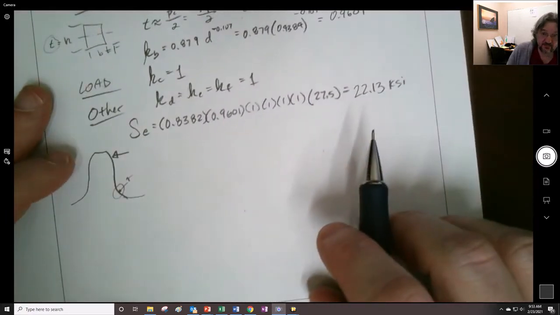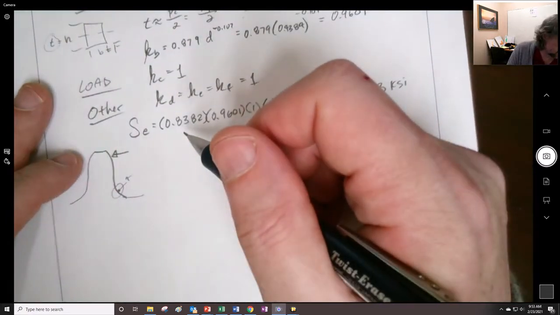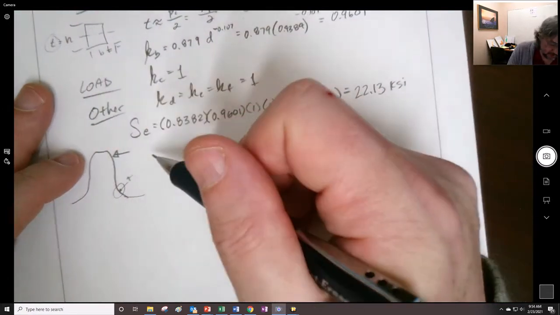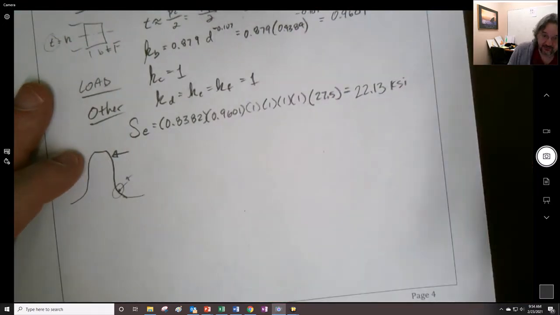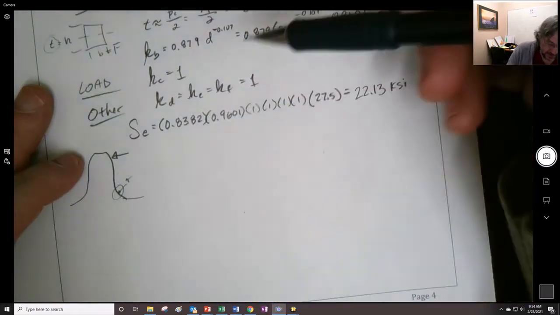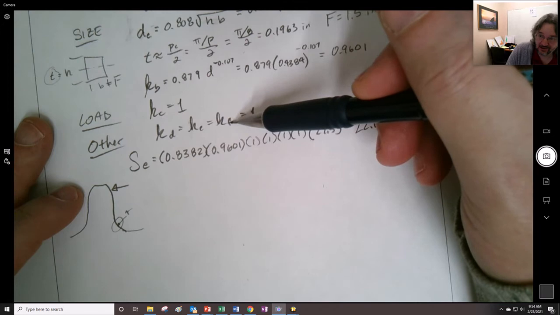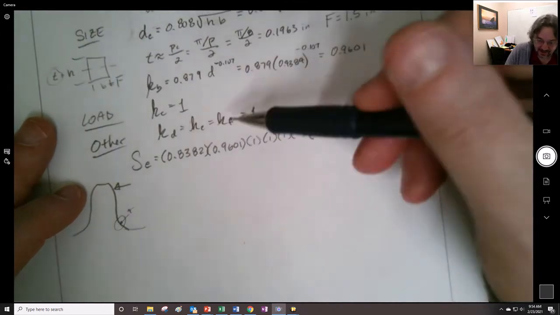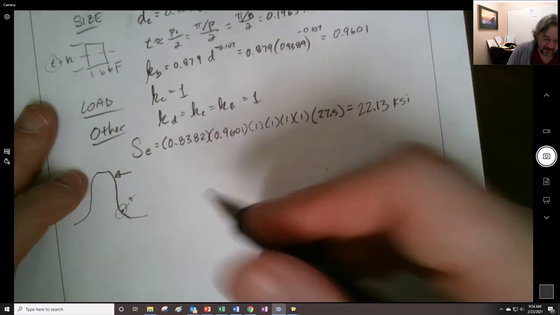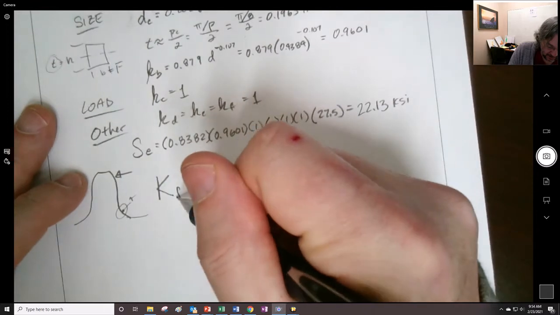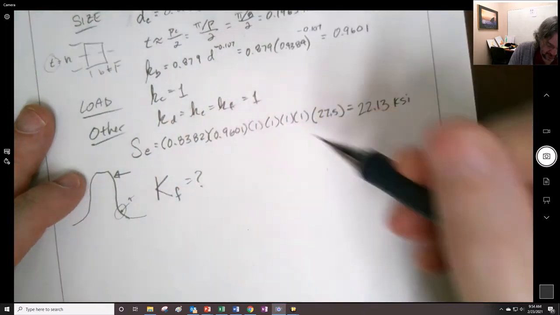There's a fillet radius in there, and we want to know what the stress concentration is going to be. But remember, it needs to be fatigue stress concentration, right? So we're really looking for this capital KF that we want to use. Nothing to do with this little kf, that's just misleading, this is lowercase k. We want big KF, right? So we're in the hunt for what is the big KF.